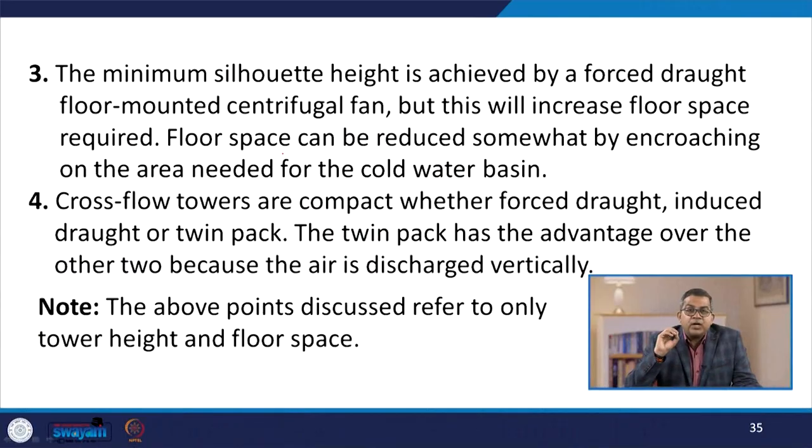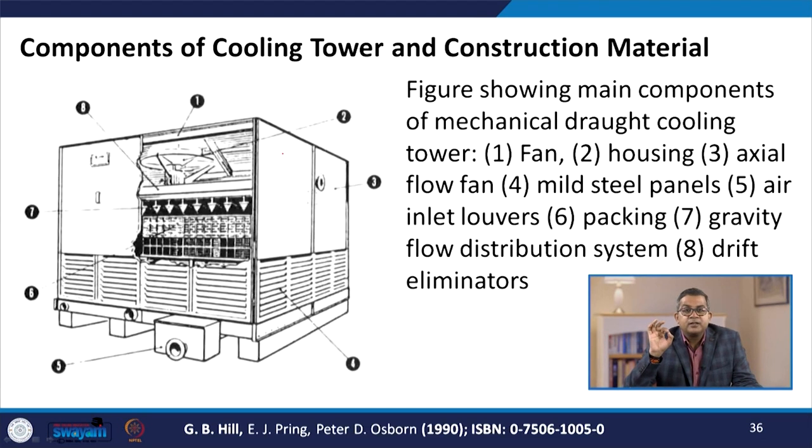The cross flow towers are compact, whether forced draught, induced draught or twin pack. The twin pack has the advantage over the other two because the air is discharged vertically. Now, these points discussed refer only to the tower height and the floor space.